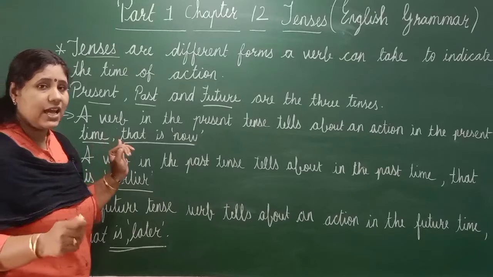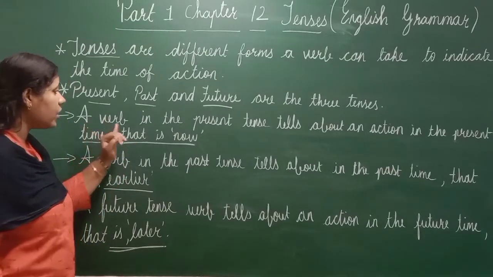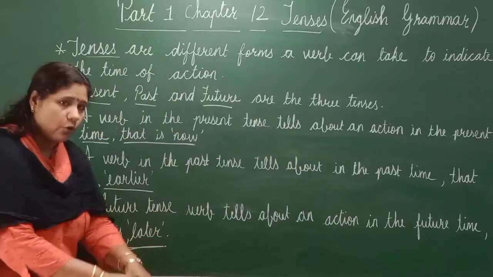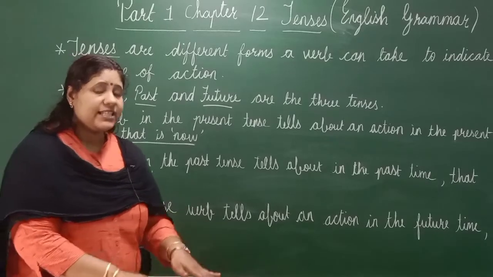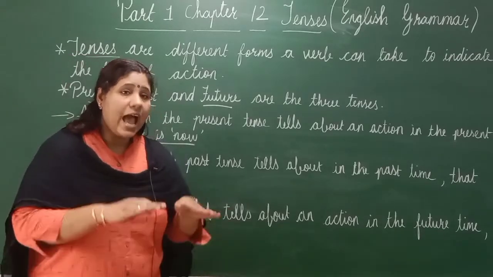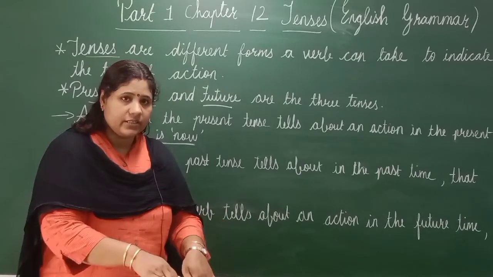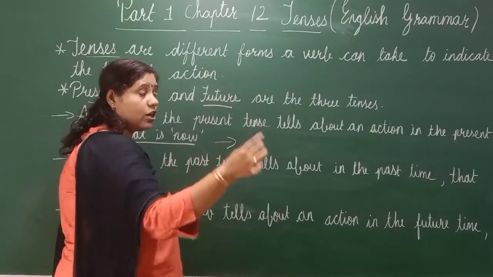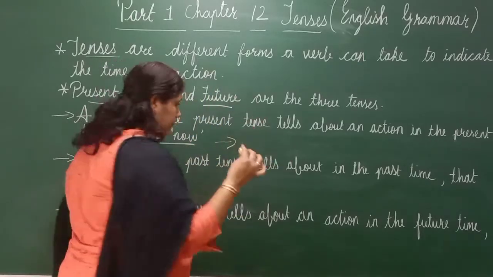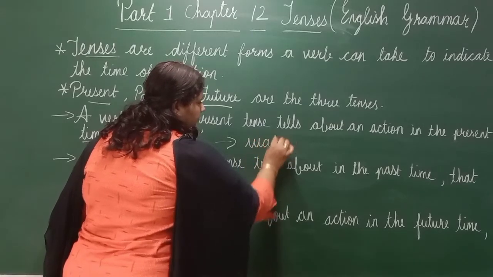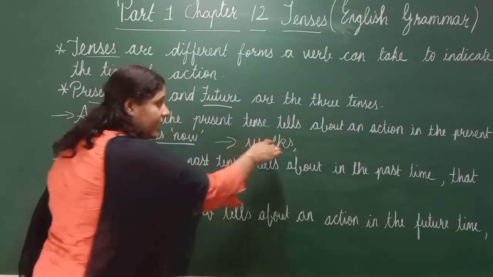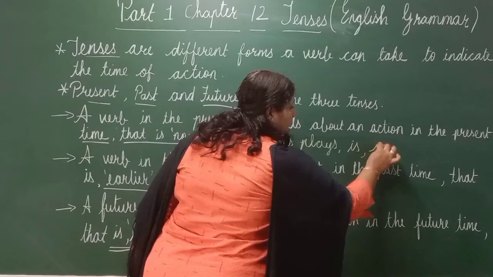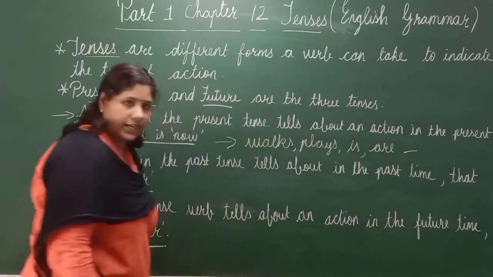Now, what is present tense? How will you identify the present tense? A verb in the present tense tells about an action in the present time, that is now, at the present situation. So the present tense tells about the action that happens now, at present. Understood? So here, for example, what will we add? Verb. We will make changes in the verb because tense is a form of a verb. Now, walks, singular, so we will add s to the verb. Plays, is, are, and so on.